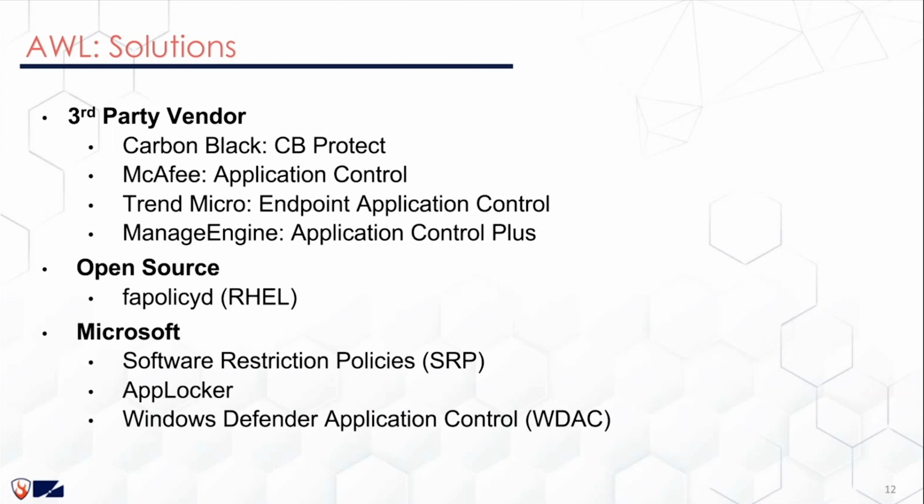So a few examples of application whitelisting solutions that are out there. Carbon Black has an application whitelisting capability in their CB Protect product. McAfee, Trend Micro, ManageEngine also have different application control capabilities as well. Open source, Red Hat based fapolicyd for your Linux hosts. And then in the Microsoft world, we have three main solutions.